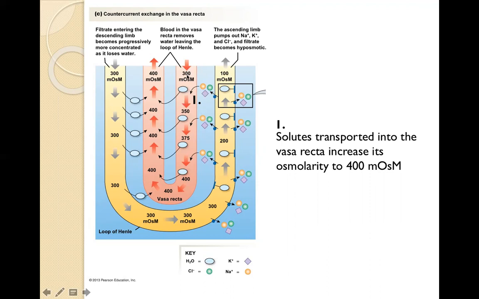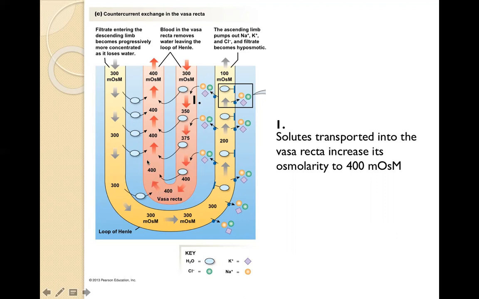And as you travel down within the vasa recta, it is passing by this thick ascending limb, and you just keep reabsorbing more of this solute. So the osmolarity is increasing, and it's increasing. And we're going to say for argument purposes that it goes to about 400 milliosmoles at the lowest point.